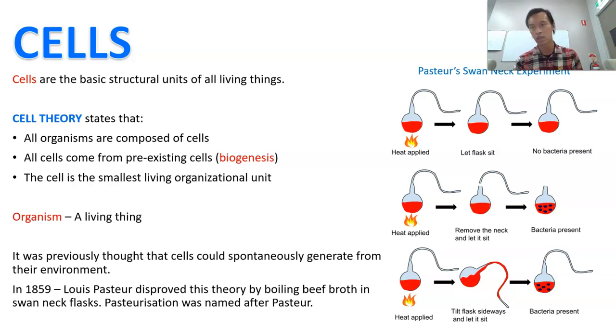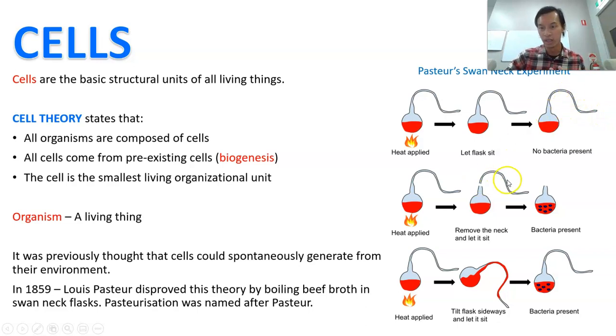It was previously thought that cells could spontaneously generate from the environment, but in 1859, Louis Pasteur disproved this theory by boiling beef broth in swan neck flasks and proving it otherwise, right? How the experiment was designed was pretty simple. Basically, he heated this beef broth in this swan neck flask. The little swan neck is here. And if you just leave it, bacteria can't get in, proving that the design of the swan neck and the moisture levels in there prevent bacteria from getting in.